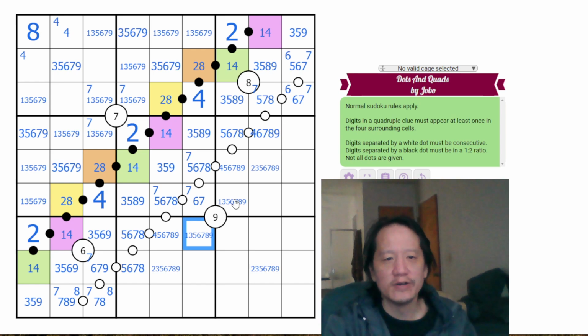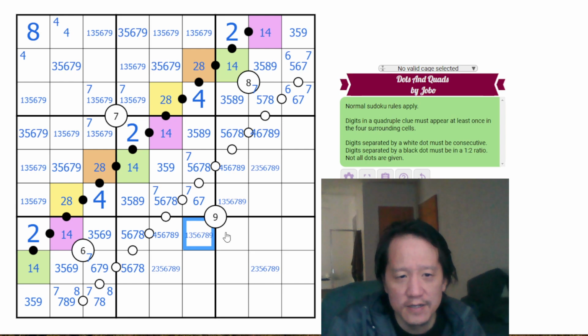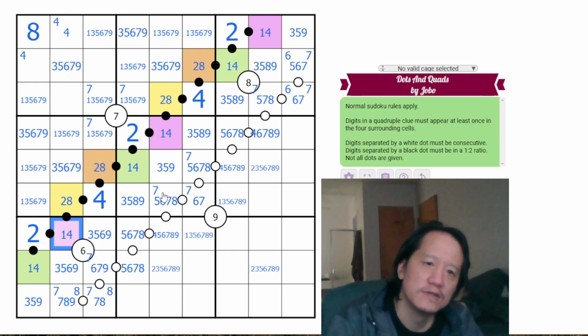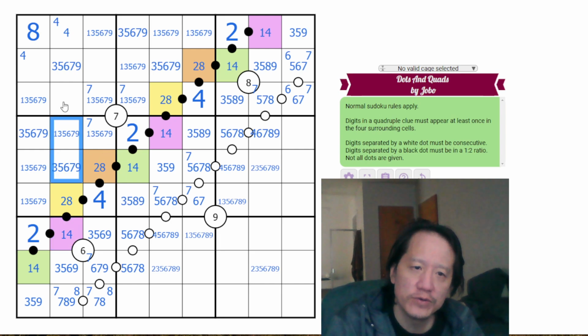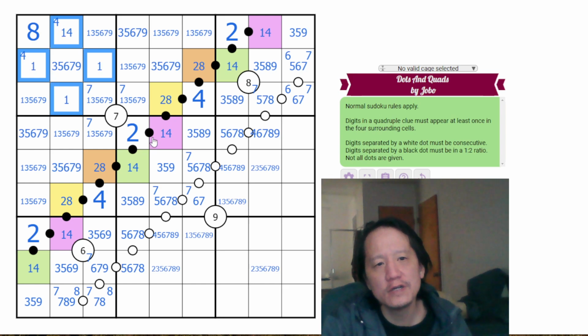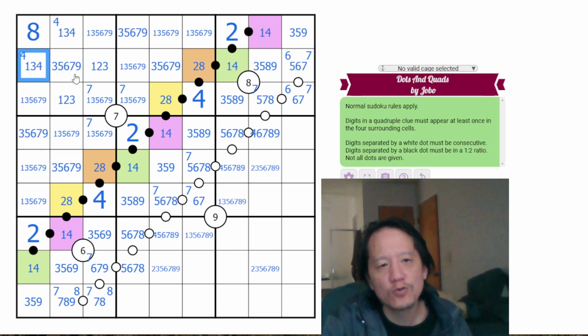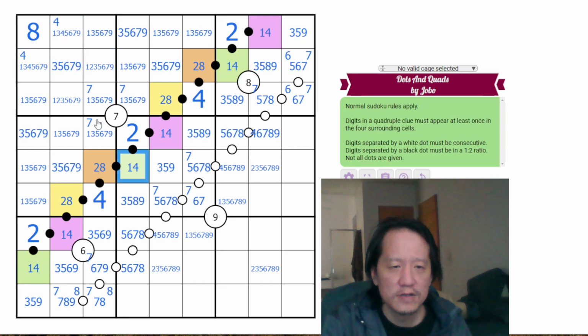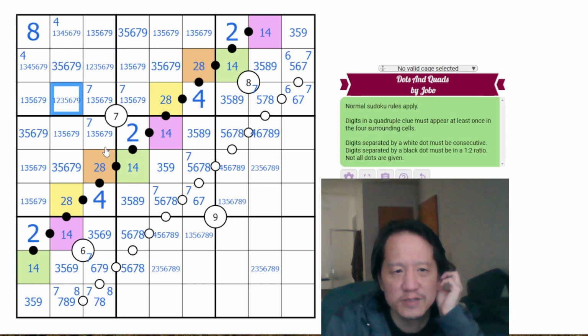I don't remember how I solved this previously. Yellow and orange can't be here. Yellow and orange can't be here. Let's just fill these in. Okay, so then this could be 1, 2, but 2 obviously can't be there. 3, 4 can be there. And then we have 5, 6, 7, and 9. That's pretty broad.